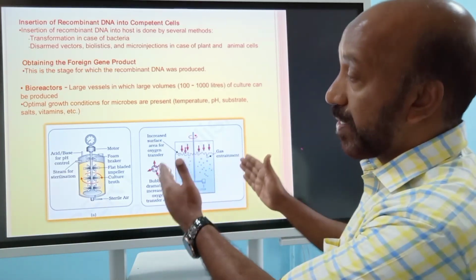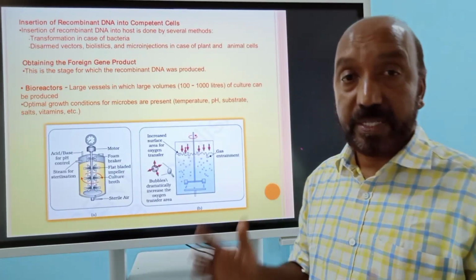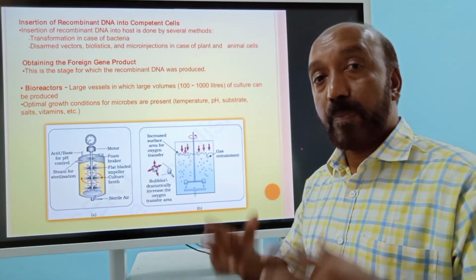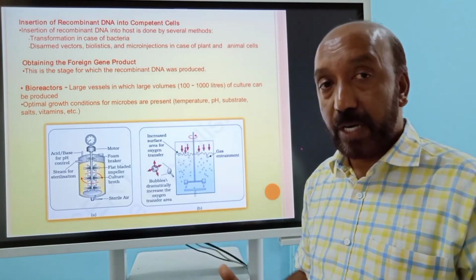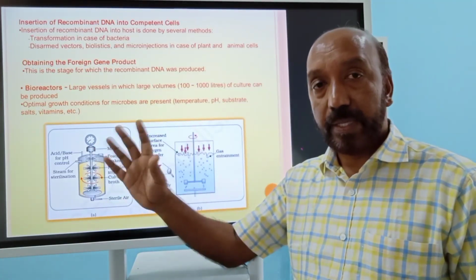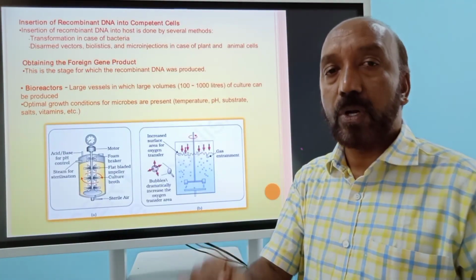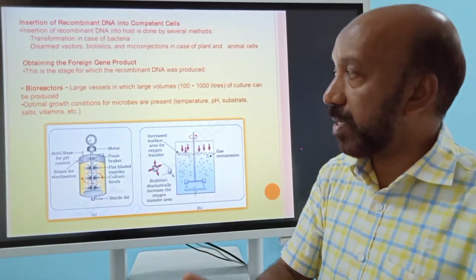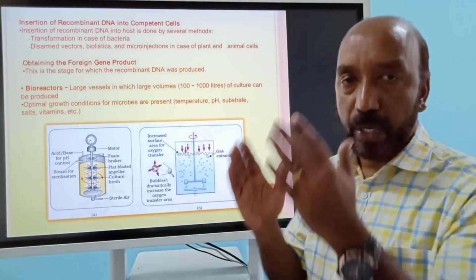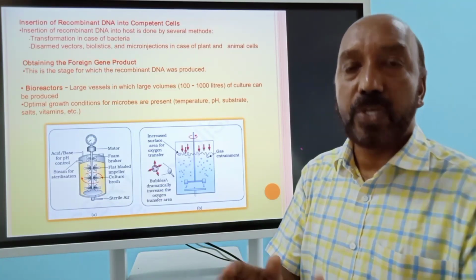And here two images of bioreactor types are given. Stirred type and sparged type bioreactors are commonly used at the commercial level for the production of the product. This bioreactor will provide all the optimal growth conditions. That means the optimum temperature, optimum pH, required amount of substrate, required amount of oxygen, and the minerals, salts and vitamins, whatever things are essential, everything will be provided by this bioreactor. And they will produce all the products, including our product of the gene of interest also.